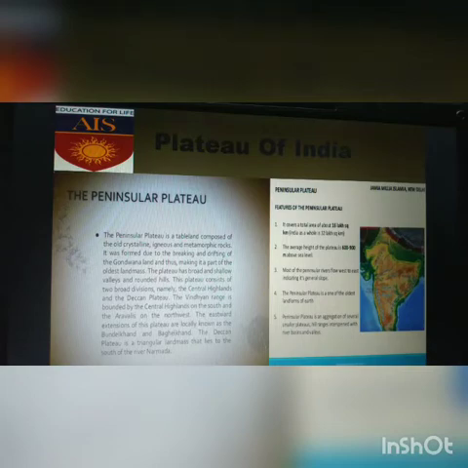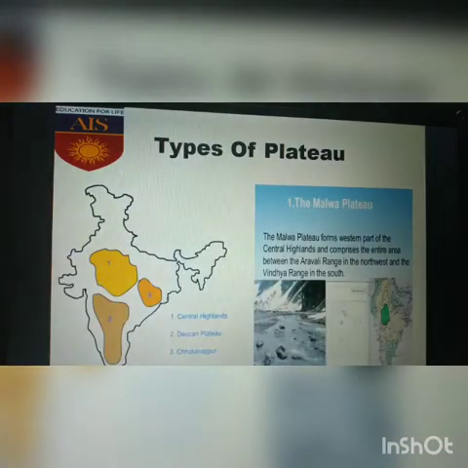The Peninsular Plateau is one of the oldest landforms of the earth, and it is an aggregation of several smaller plateaus, hills, ranges interspread with river basins and valleys. Now, there are 3 types of plateau. The plateau consists of 2 broad divisions, namely the Central Highlands and the Deccan Plateau.